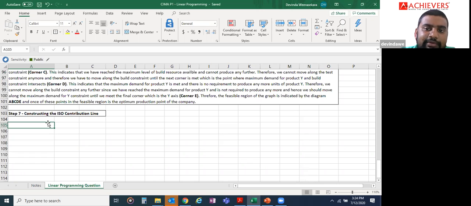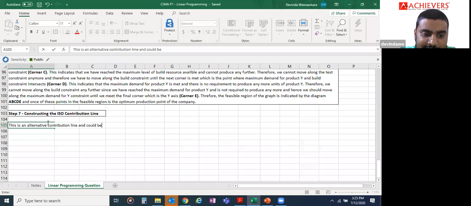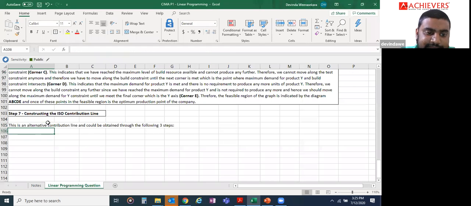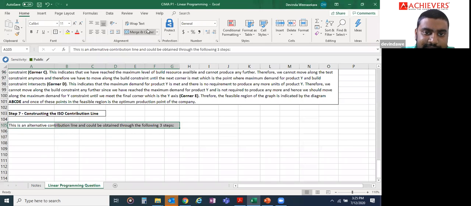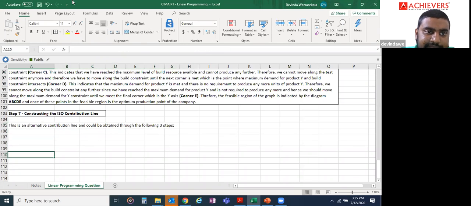So basically guys, ISO contribution line means alternative contribution line, right? So this is an alternative contribution line, and I'm going to teach you all 3 steps of getting this, and it could be obtained through the following 3 steps. Right? So what are these 3 steps?